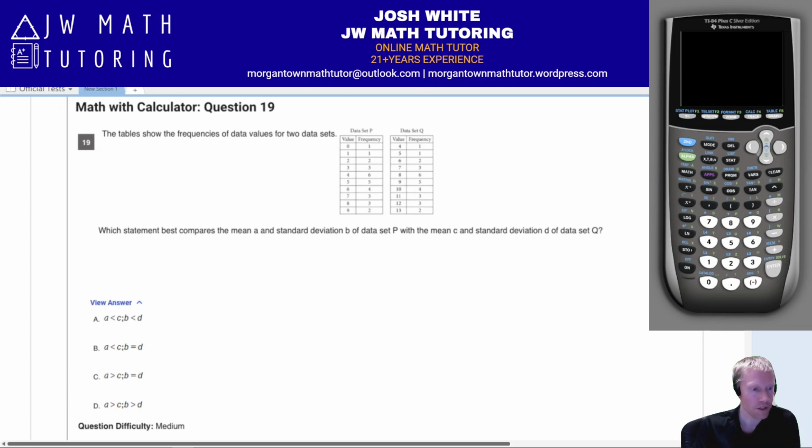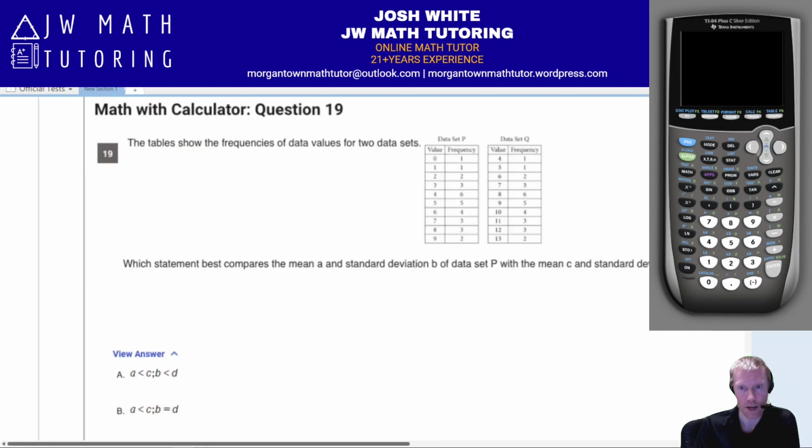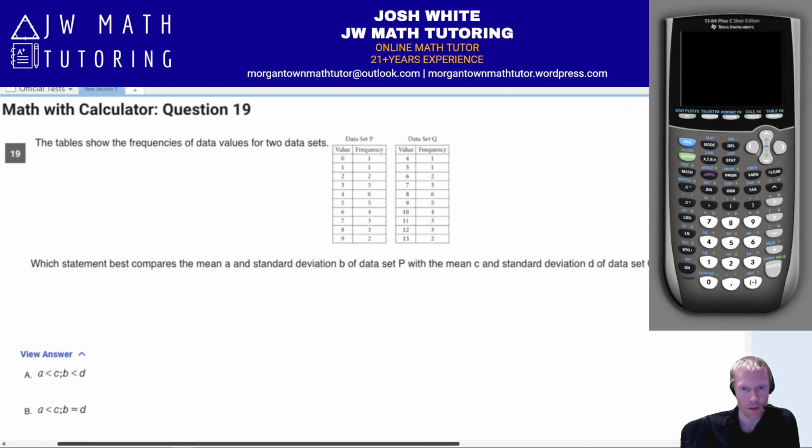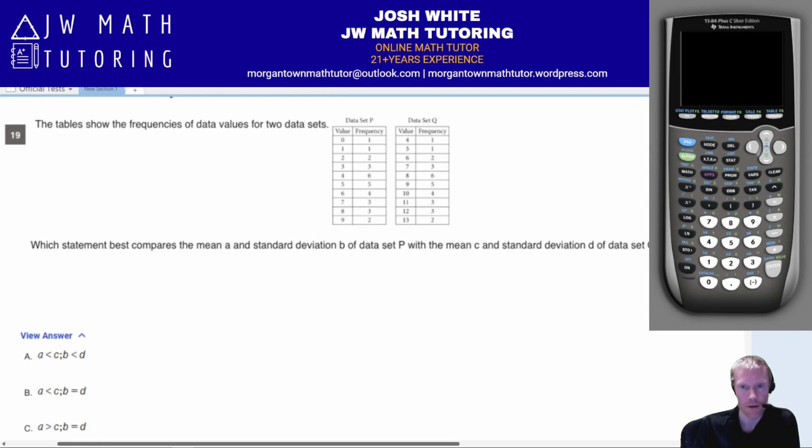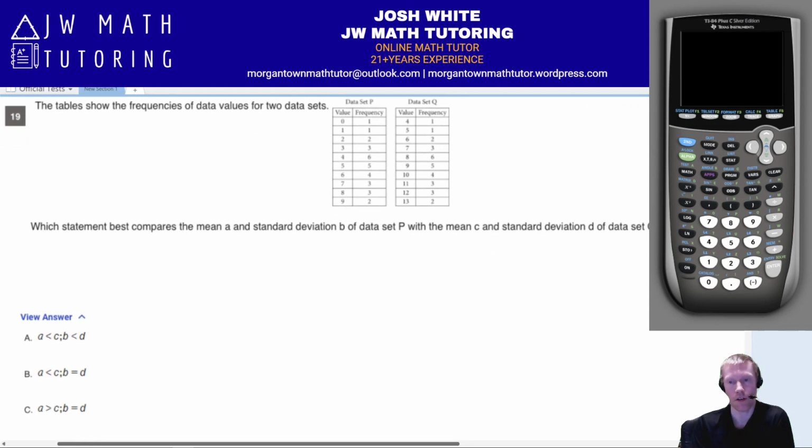All right, next up, question number 19. Here you have two tables of values. I'll zoom in just so they're a little larger on the screen. And you're asked to compare the mean and the standard deviation for both of them.